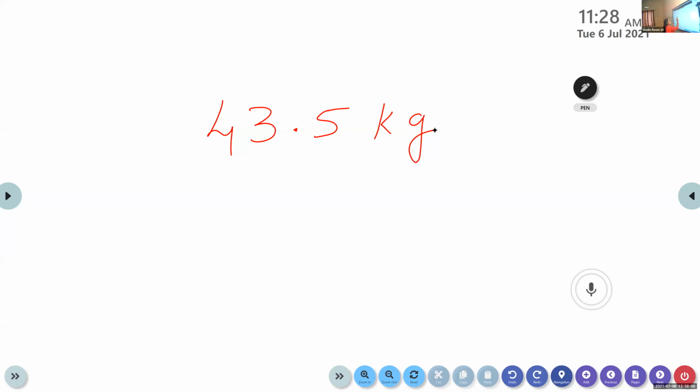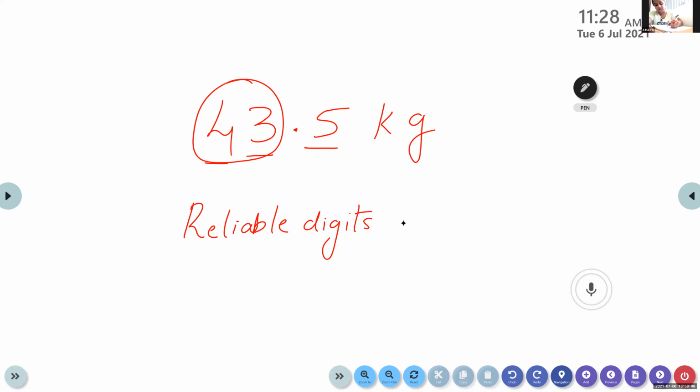Here we have 3 digits: one is 4, second is 3 and here 5. The measured value is 43.5. It consists of 2 types of digit, one is the reliable digit and the other is the uncertain digit. We are sure about these two digits, right? We are very confident about the measured value 43. So 4 and 3 are the reliable digits present here. What are the reliable digits present in this measurement? 4 and 3.